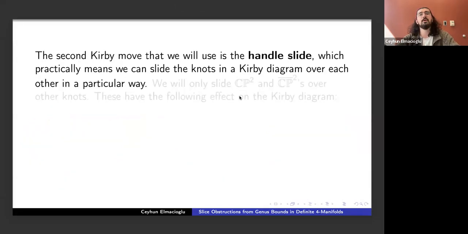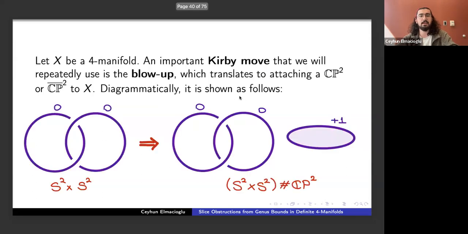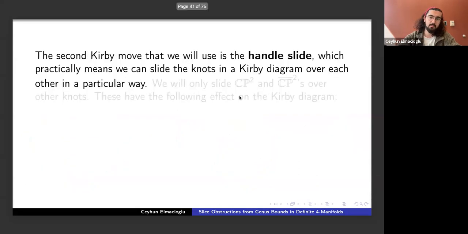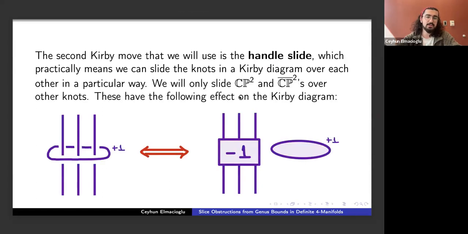The second move is what we call the handle slide. So for example, in this picture, we have a new CP2, but it's not connected to the diagram of S2 cross S2 in any way. So we want to slide one of these knots over the other, and that's called a handle slide. And the way it works is it's not changing the four manifold, it's just changing the diagram. That's the important thing. And for different diagrams, the effect is different.